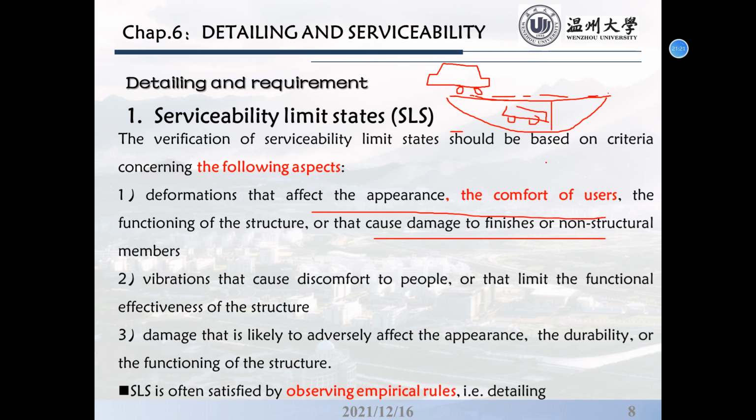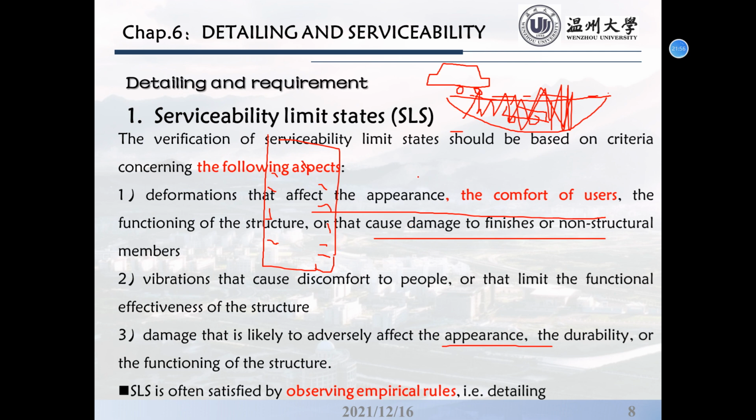And also the vibration. Because it vibrates so quickly, just like an earthquake comes, the people living in the buildings will feel uncomfortable. And what else is the damage, like adversely affecting appearance? Appearance, just like the cracks. If a building has a lot of cracks, people living in it may think it's dangerous. It's not safe, right?